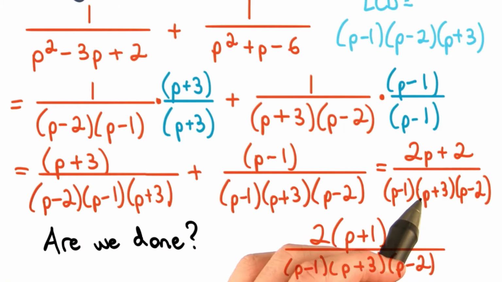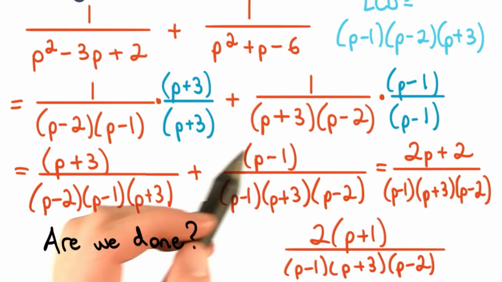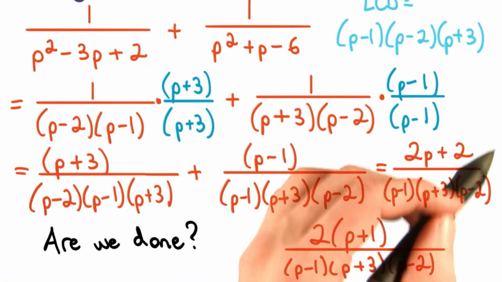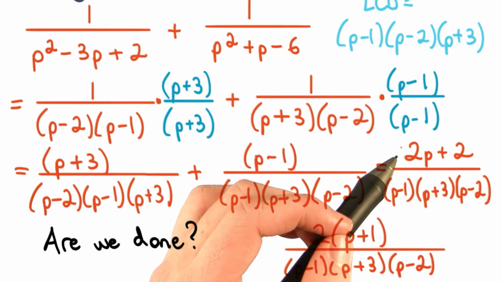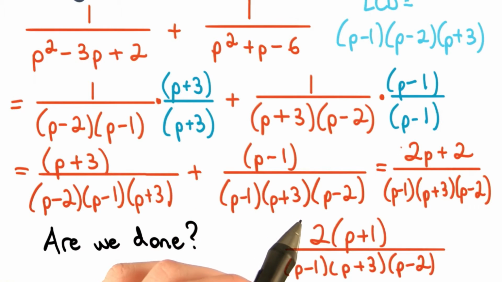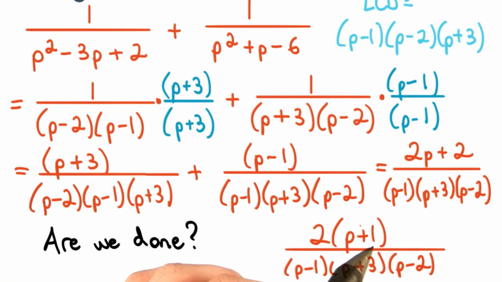Now that we're here, we should ask ourselves, are we done? Well, we added two things in a numerator together, so we have a new numerator entirely. We want to see if we can factor it if possible, and it turns out we can. We can take out a 2 to have 2 times p plus 1.